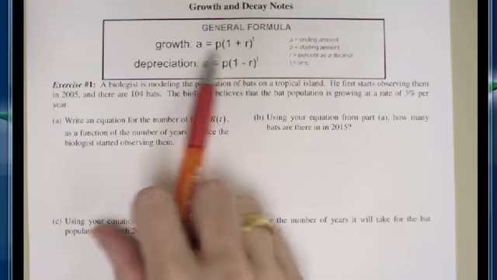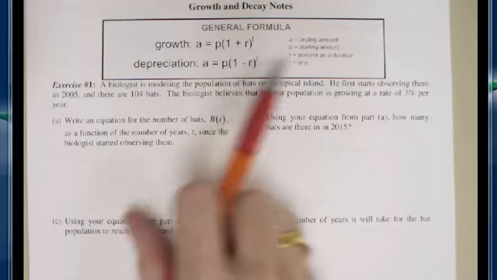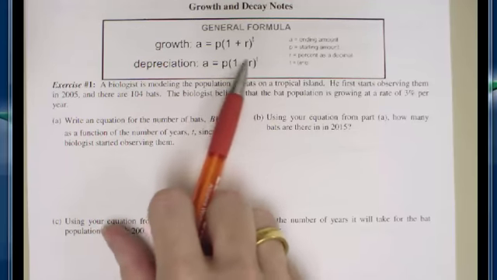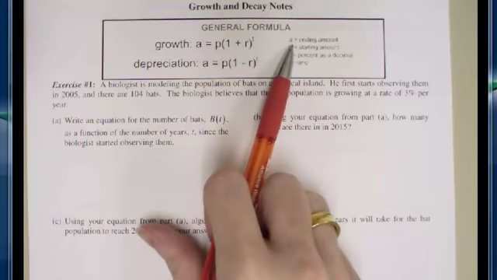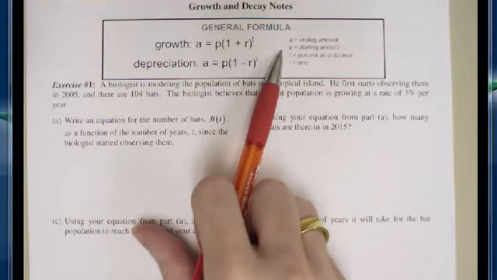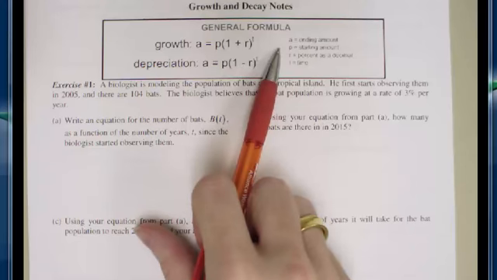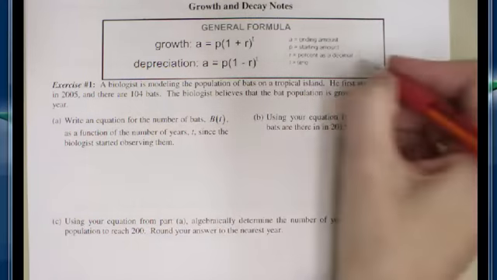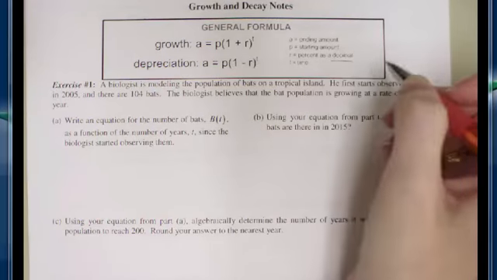So if I have growth, I'm going to be adding the rate. If I am depreciating or decaying, I'm going to lose the rate, minus there. So you see the A is the end amount, P is your starting amount, R is the percent. We want to make sure we change that to a decimal, and then T is time.